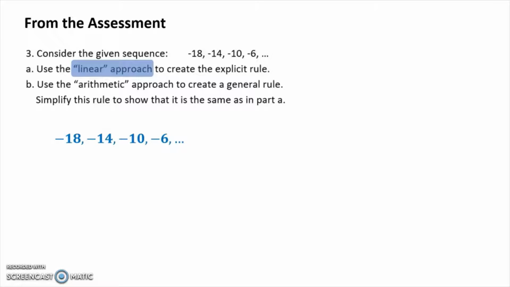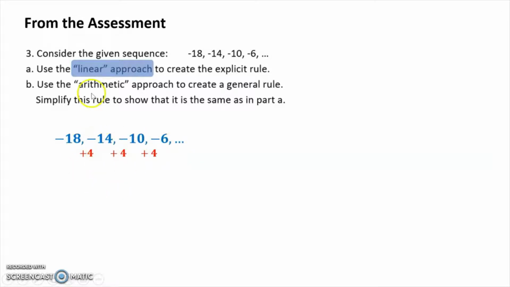Okay, so we have our sequence here. A linear sequence will always have a constant change from term to term. Let's take a look here. To go from negative 18 to negative 14, we're adding 4. To go from negative 14 to negative 10, we're adding 4. And again, adding 4 here. So we do see that constant change term to term. That tells us it's a linear sequence.